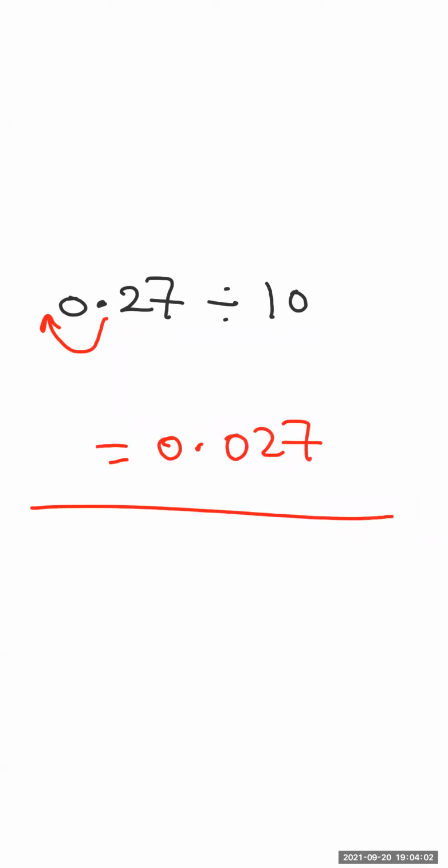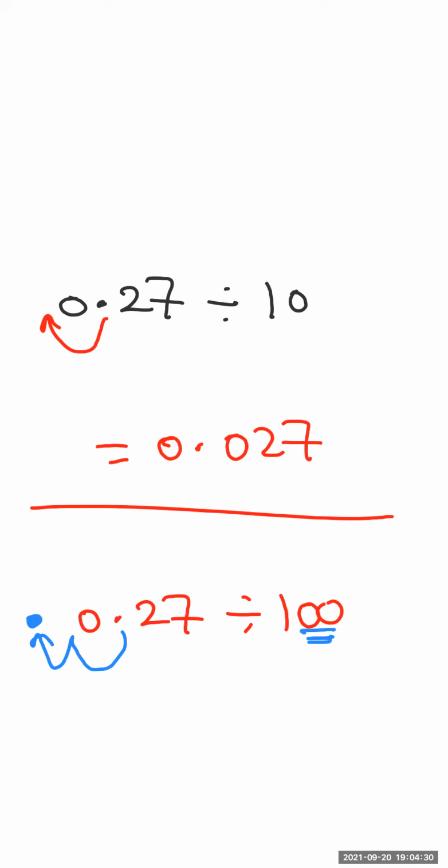If we divide the same number by 100, 0.27 divided by 100, the decimal point in this case will move two places to the left. So generally, guys, in division the decimal point will move to the left. So for 100, move it two decimal places to the left. 1, 2. The decimal point will be here, but there is an empty place, so add a 0. So it will equal 0.0027.